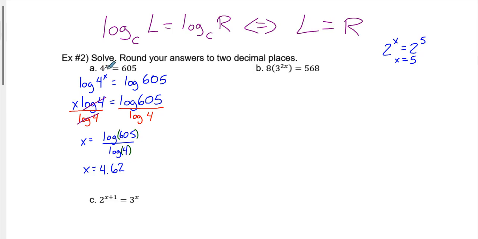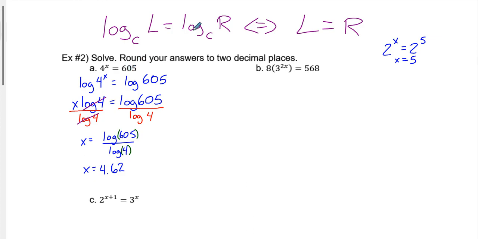So if you did do 4 to the power of 4.62, you get pretty dang close to 605. Now, if you want to be more accurate, to 9 decimal places, 4.620395666, and you're going to be pretty much as close to that 605 as possible. The only other way to do it is using 4 to the power of log 605 divided by log 4, all in brackets, and you get exactly 605. But this question, I'm only expecting you to have 2 decimal places.